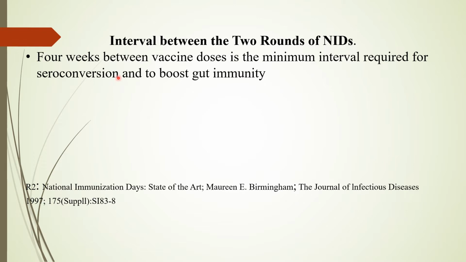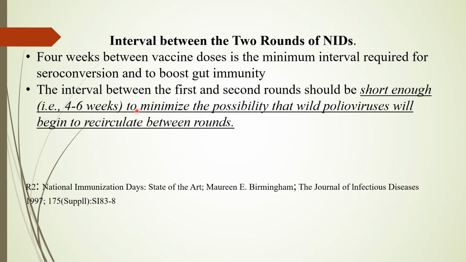We have already seen that 4 weeks is the time between the vaccine doses, the minimum interval required for seroconversion and to boost gut immunity. Now, this is the same as in routine immunization. We don't want the antibodies generated in the first dose to interfere with the second dose. The interval between the first and second dose should be short enough, 4 to 6 weeks, to minimize the possibility that wild poliovirus will begin to recirculate between rounds. There are some additional reasons in pulse polio. We don't want it to be longer than 6 weeks because the wild poliovirus will begin to recirculate between the rounds.